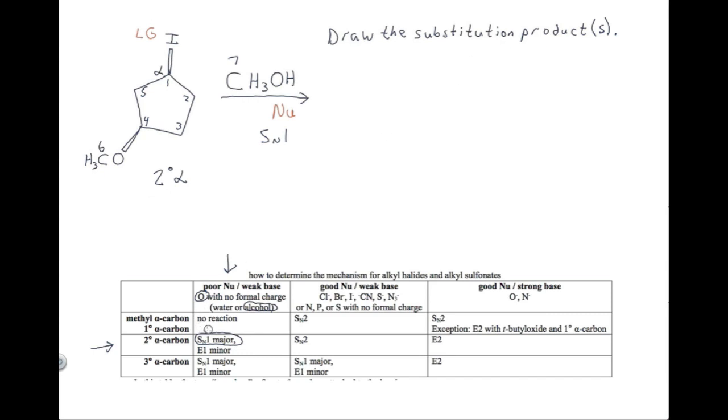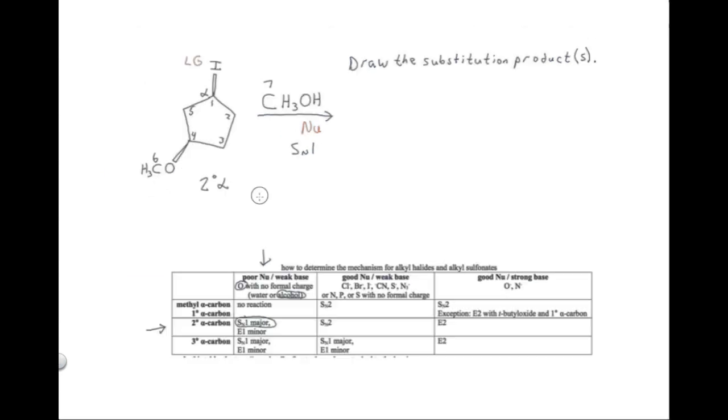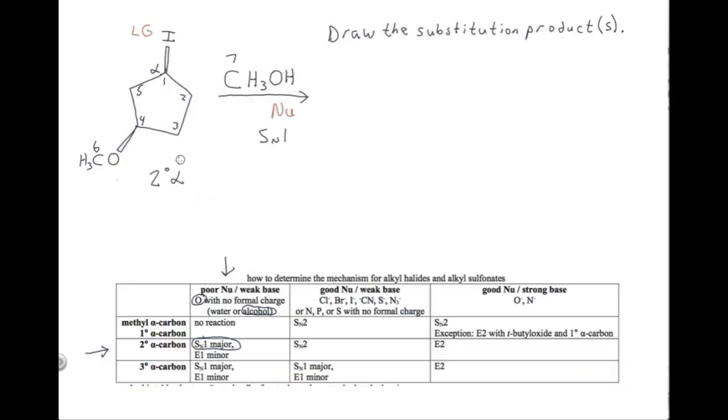Remember that the S in SN1 stands for substitution. The E in E1 stands for elimination. So the substitution product would come from SN1 here. The only good leaving group in this molecule is the iodide, so the only carbon we can use as an alpha carbon is carbon 1. So we'll use carbon 1 as our alpha carbon for this SN1 reaction. That's the main issue that I wanted to test with this problem.